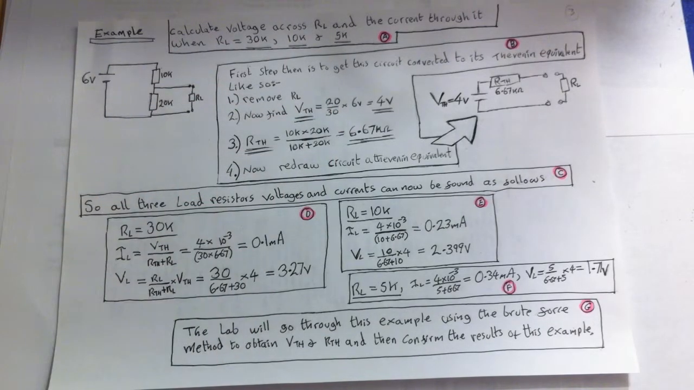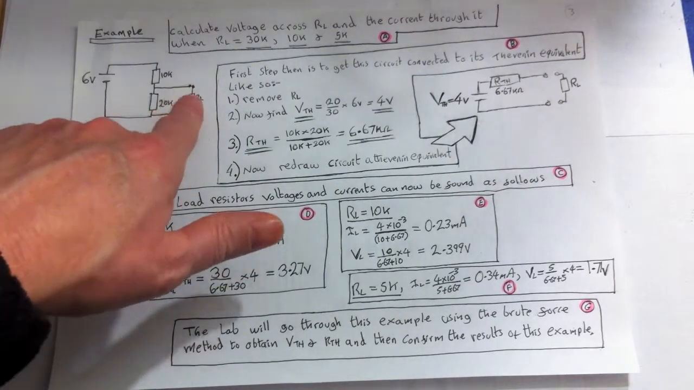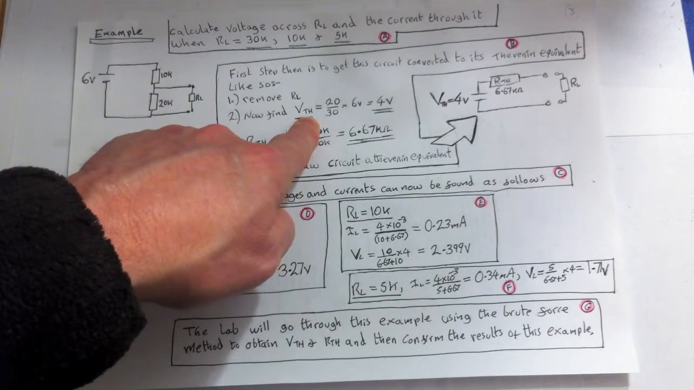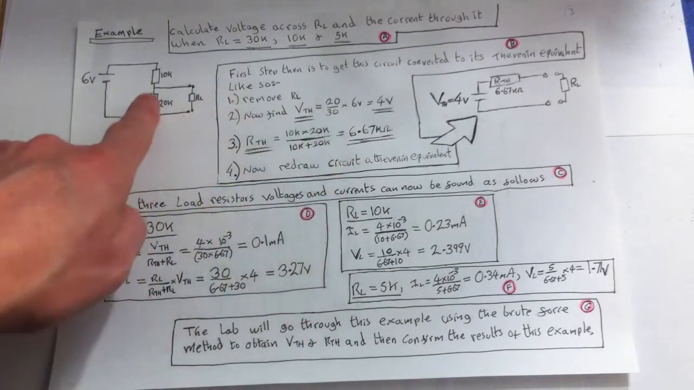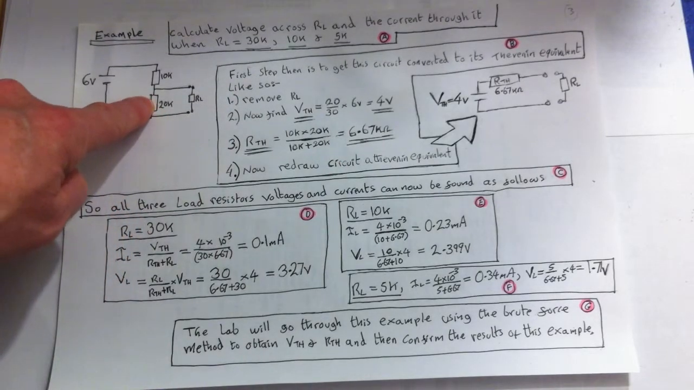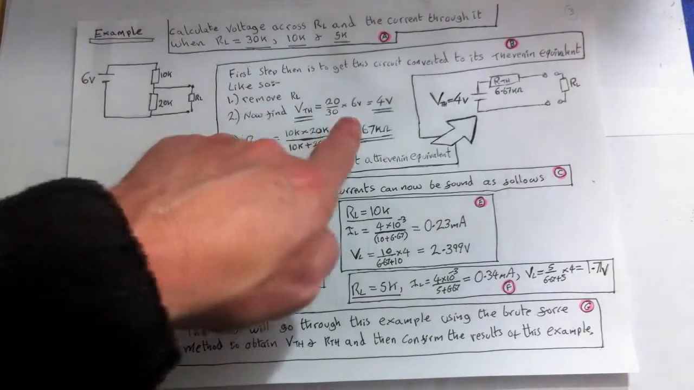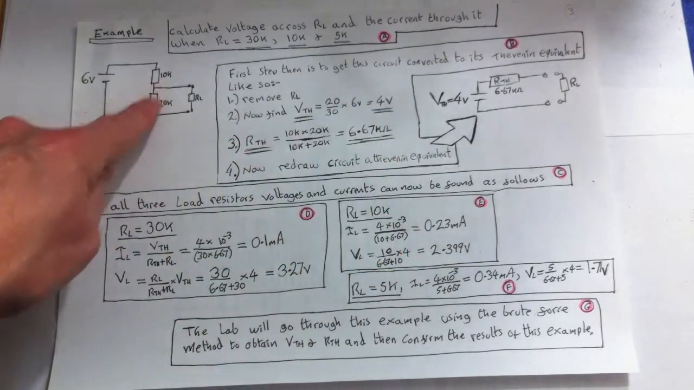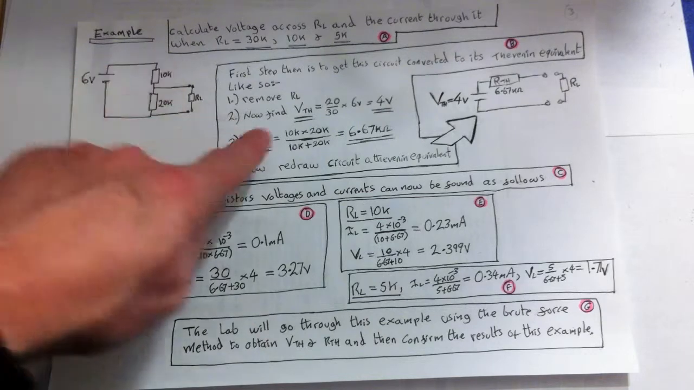So the first step is to get this circuit converted to its Thevenin equivalent, like so. We're going to remove the load resistor. Then we're going to find the Thevenin voltage, which is the proportion here. So it's 20 over 30 times 6 volts. So the Thevenin voltage is 4 volts. Very easy. So we've got this voltage drop across here.